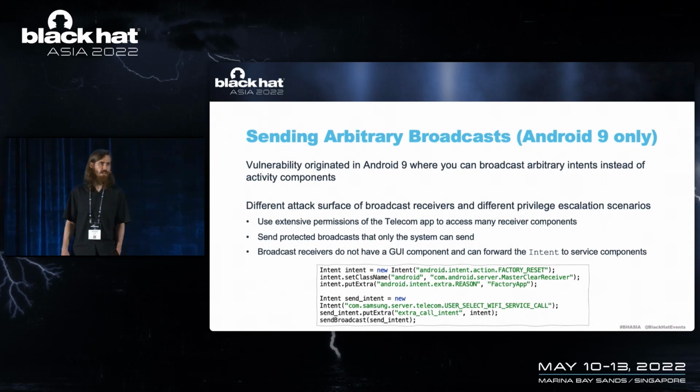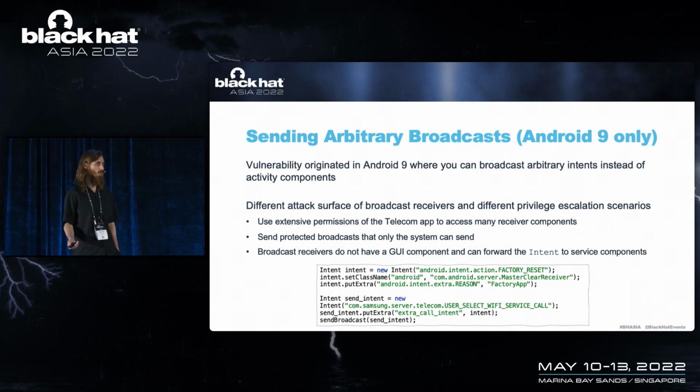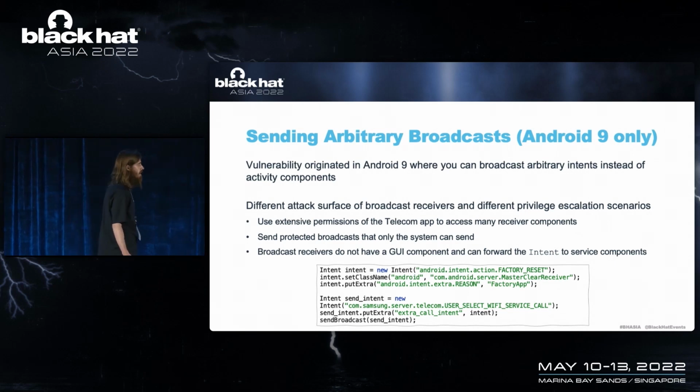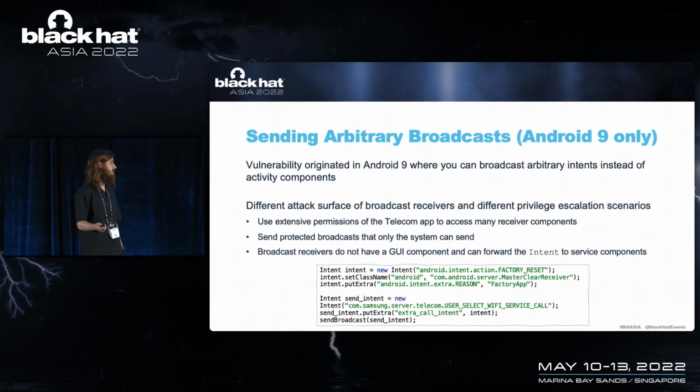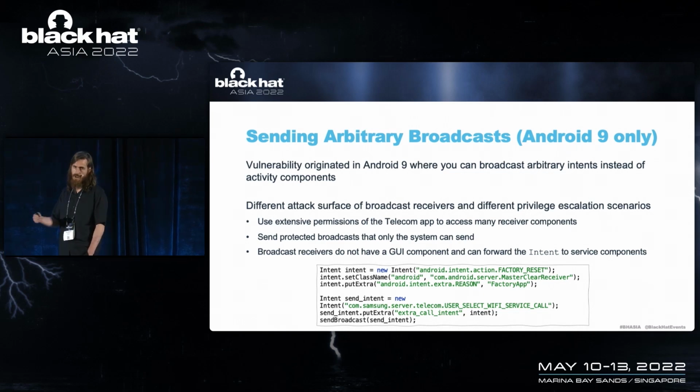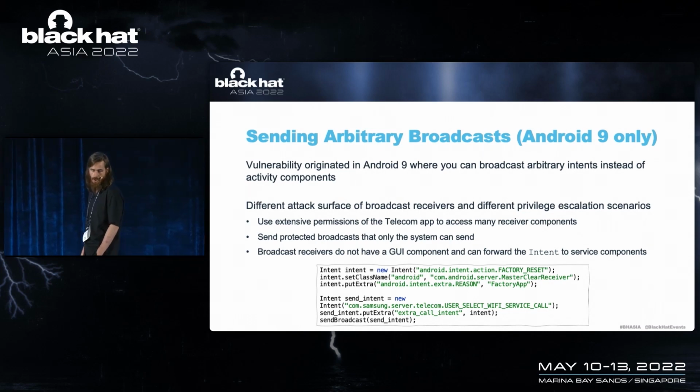It still uses the same insecure broadcast receiver with the same action string, although in Android 9, instead of starting arbitrary application components, it will send broadcast intents. So the attack surface is different. On 10 to 12, the attack surface is activity application components, and on 9, it's broadcast receiver components. It's essentially done in the same way, where it extracts the intent and then it will broadcast it.